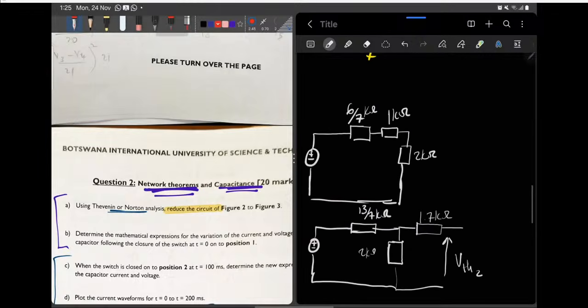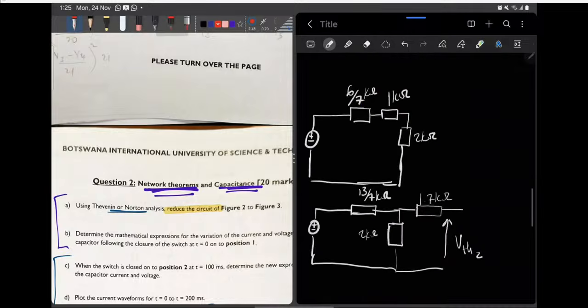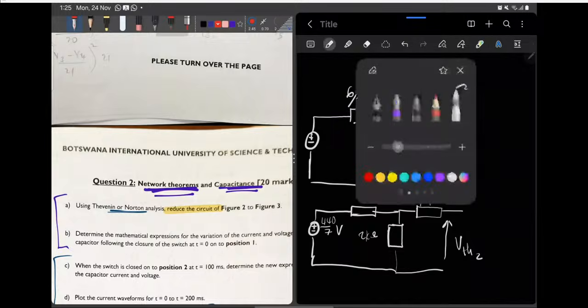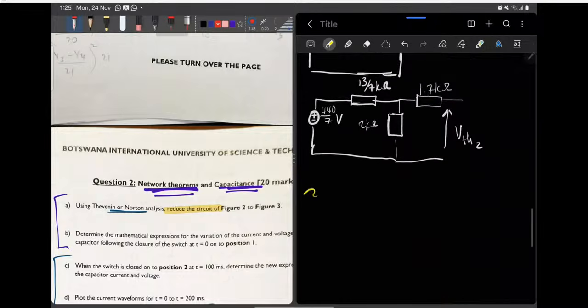So this other one is going to be 2 kilo ohms. And what is the volts? It's 440 over 7 volts. So we do know that this is 440 over 7 volts. That's why we are not rounding off, because we're still in the midst of real calculations. Now, to get the V Thevenin the second, it's just voltage divider. We talk about it all the time. So it's going to be 2 over 2 plus 13 over 7. Then we multiply 440 over 7 volts.